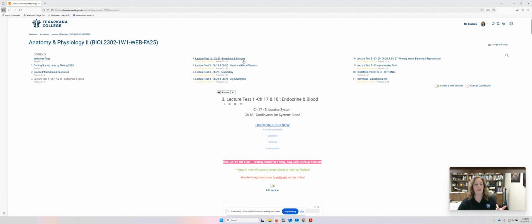Now, lymphatic and immune, I'm going to go ahead and kind of preview this a little bit. This test does not have to go in that order. If you'd rather take lecture test 2 before you take lecture test 1A, that's perfectly fine. Though you don't have to take that beforehand. That lymphatic and immune, in other words, the due dates are going to be overlapping. So if you want to take heart and blood vessel before you take lymphatic and immune, that's fine. Just make sure your due dates are good on both of them.